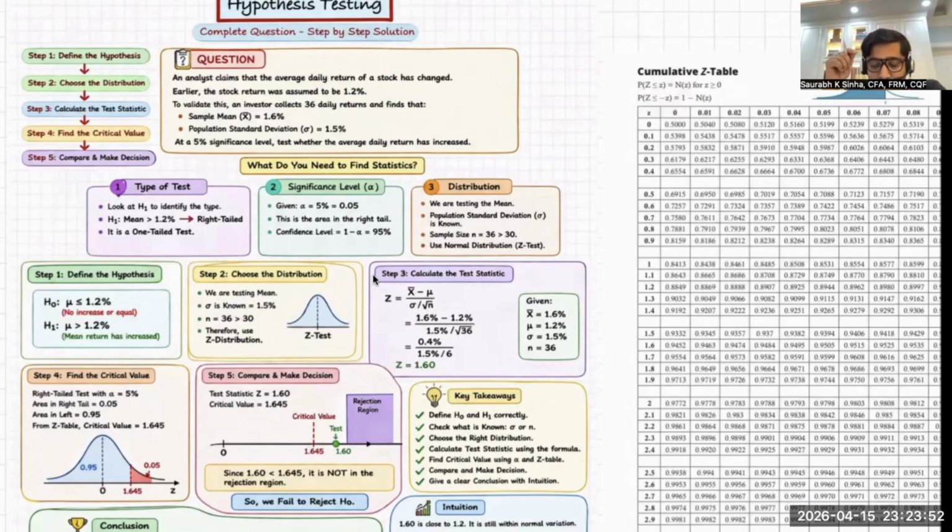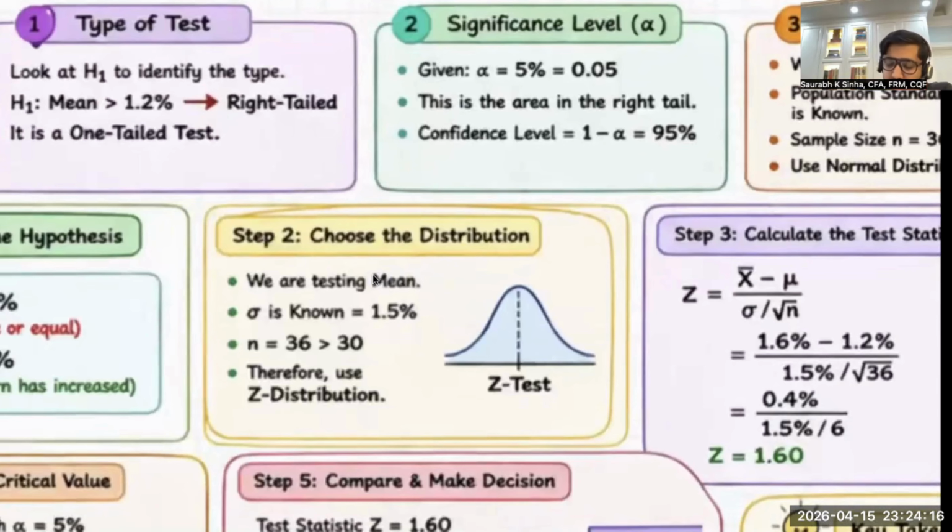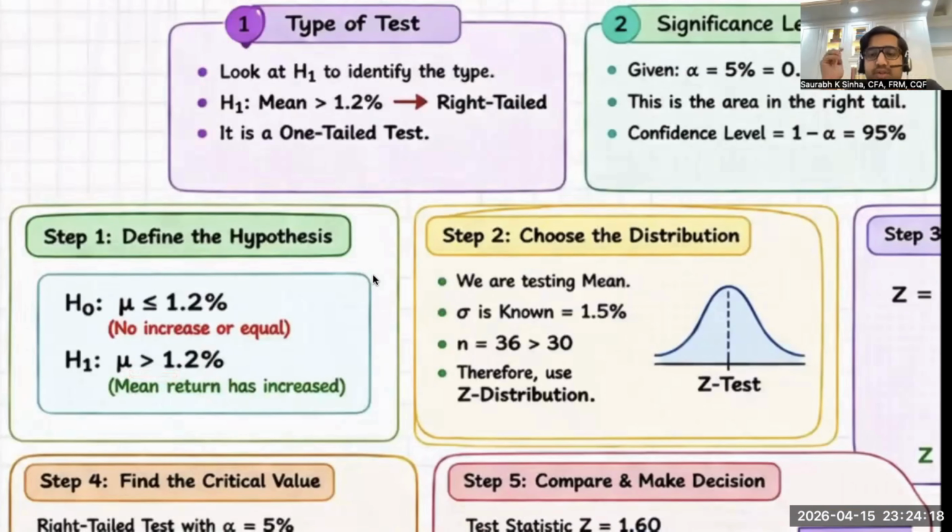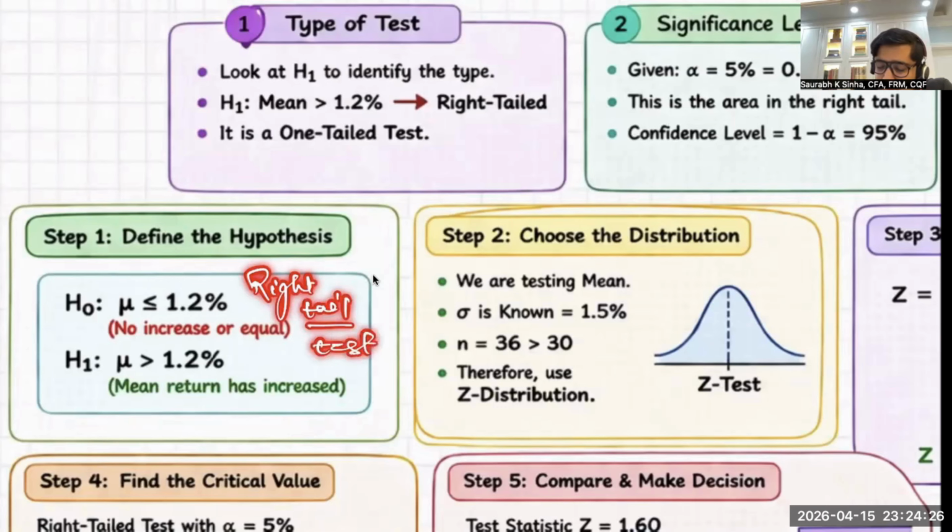One thing to note, step one also defines what kind of test it is. If the alternate hypothesis has a greater than sign, this is going to be a right tail test. Less than sign, it is going to be a left tail test. Not equal to sign, it is going to be a both tail test. We discussed it. Here, the sign in the alternate hypothesis is greater than, so it is going to be a right tail test. So you'll cover the area in the right tail.